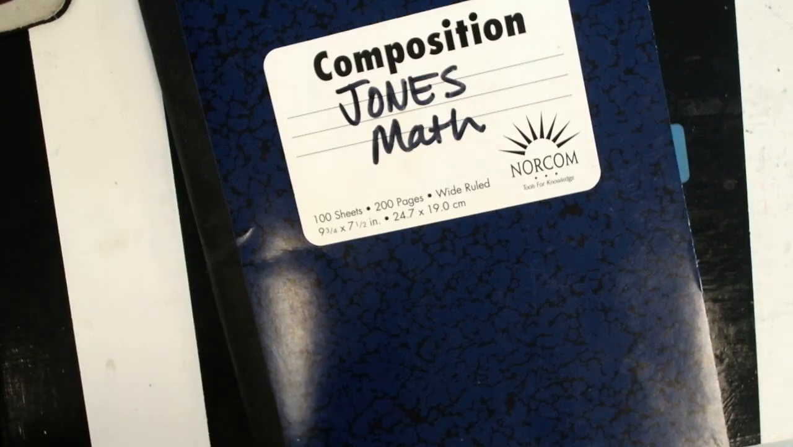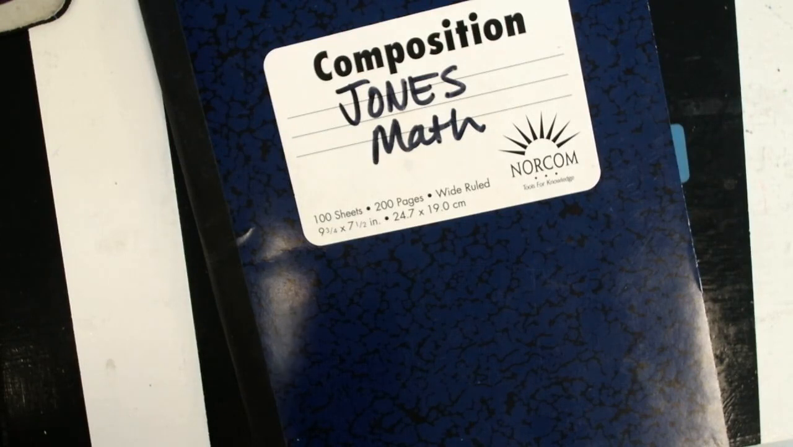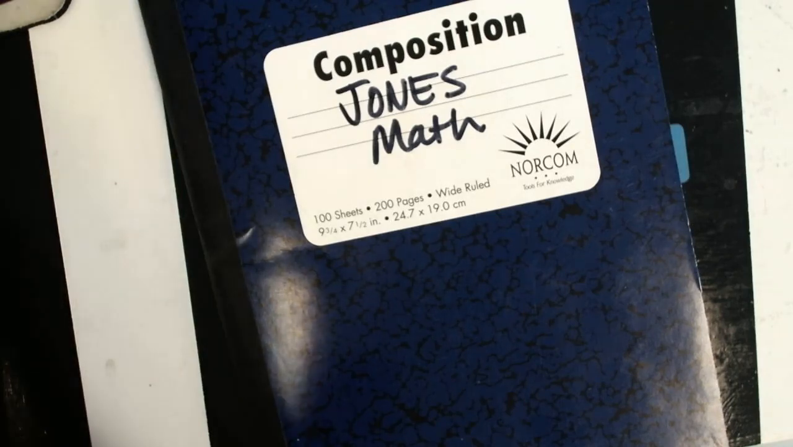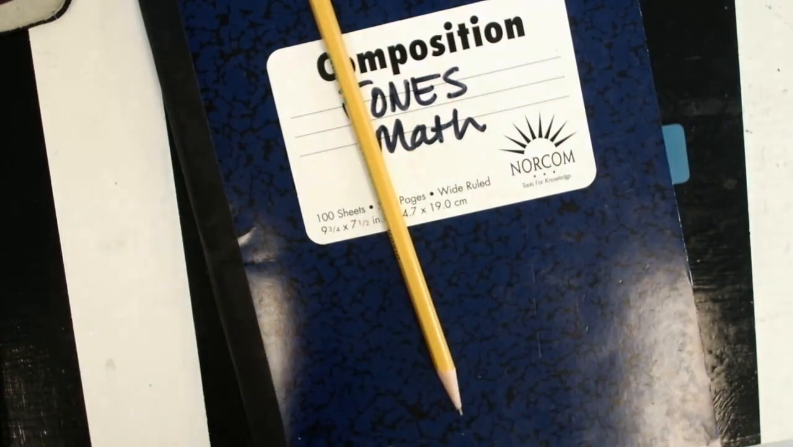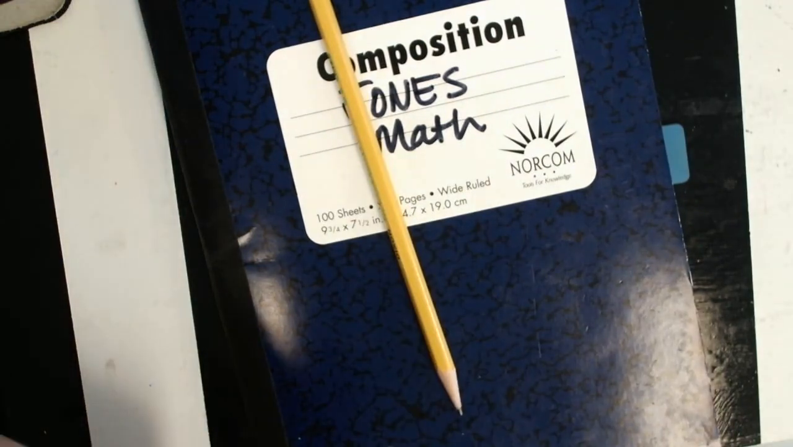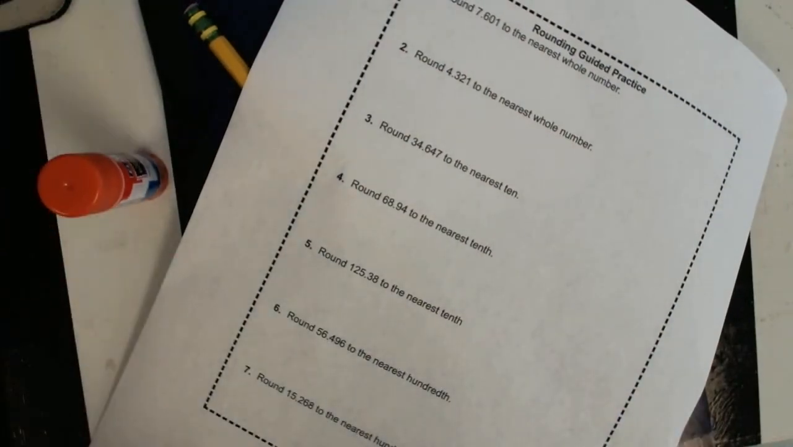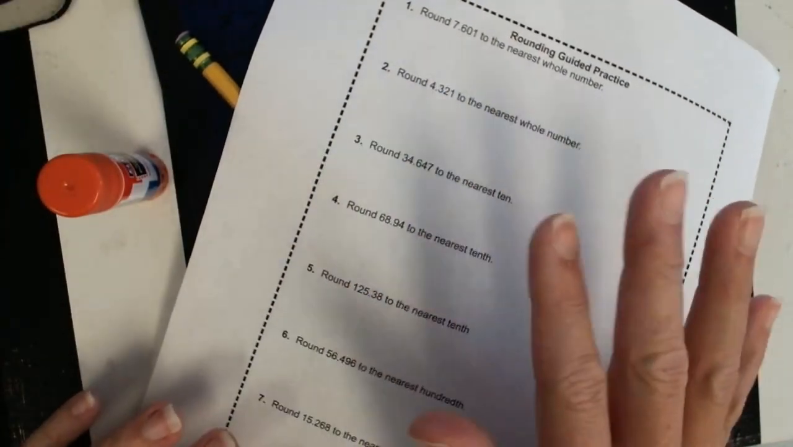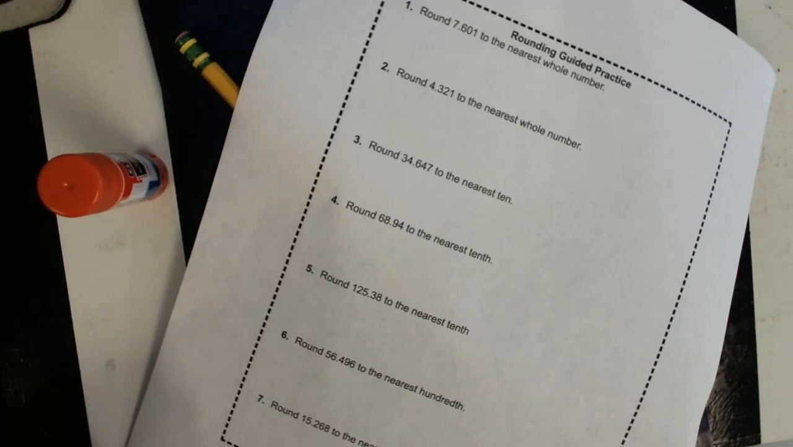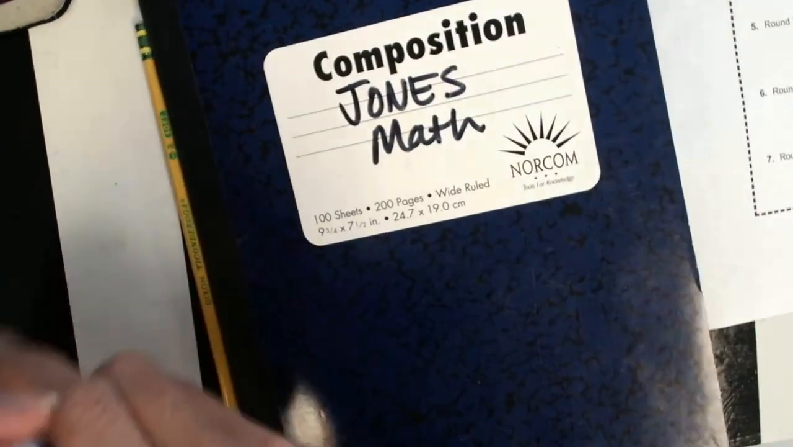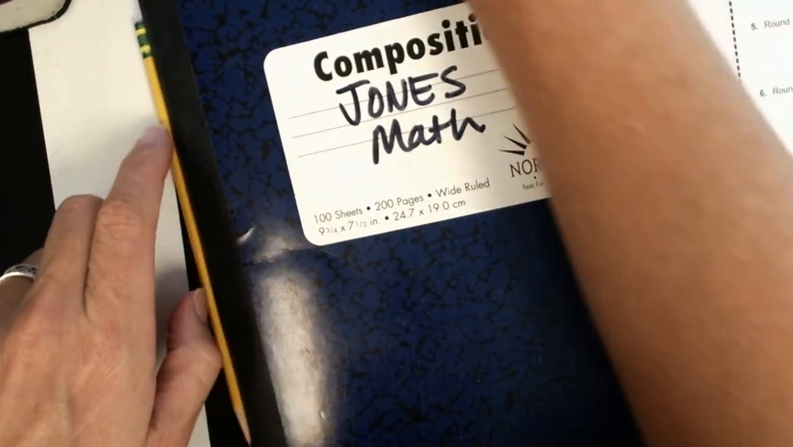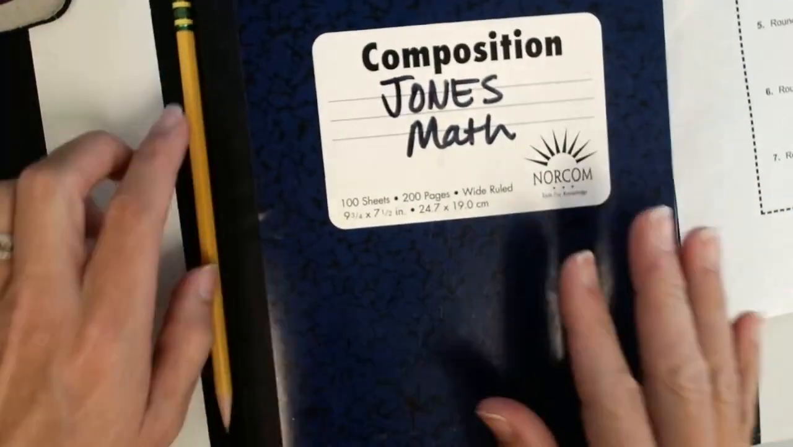Fifth graders, today we are going to begin rounding decimals to the tenths and hundredths place. You will need your composition notebook, a pencil. If you are able to print our rounding guided practice, you should have that with some glue and scissors. If you aren't able to get this printed, don't panic. I'll show you what your alternative is when we get there. Okay? All right. So make sure you have the supplies that you need, and let's go ahead and get started.